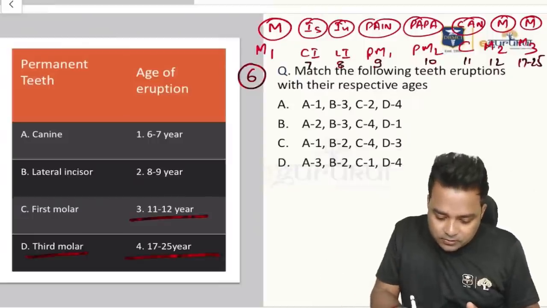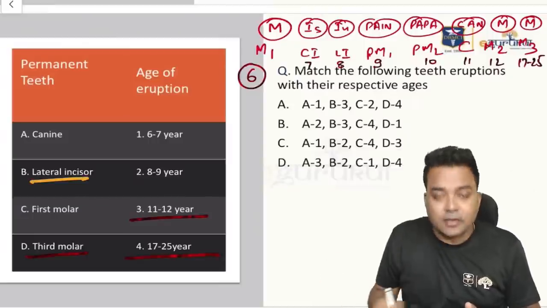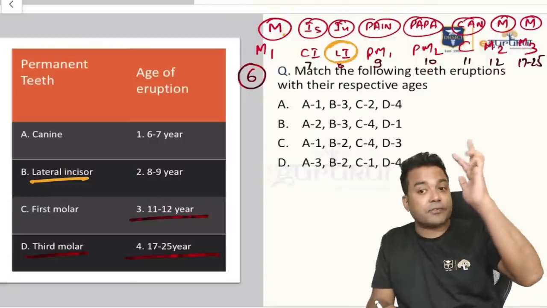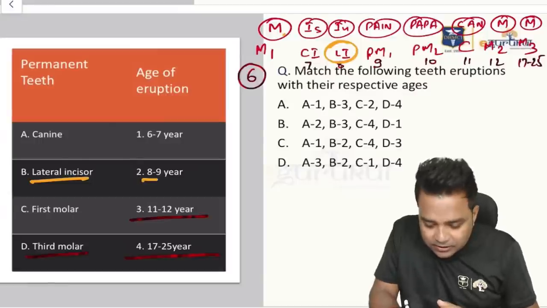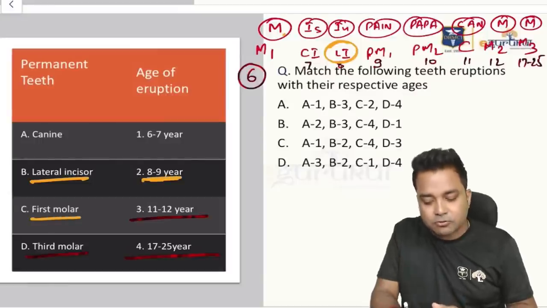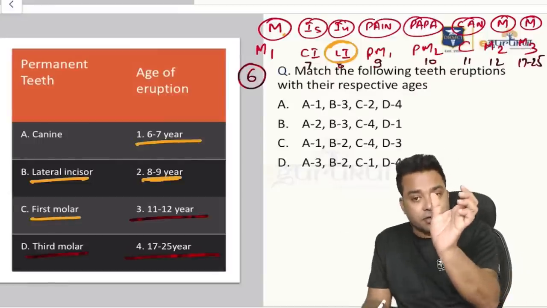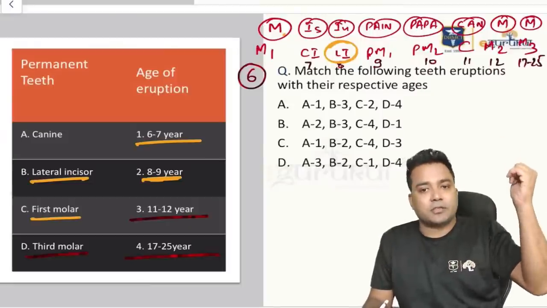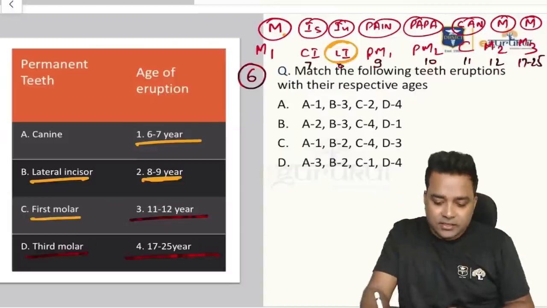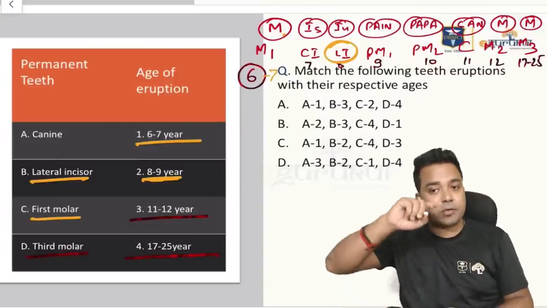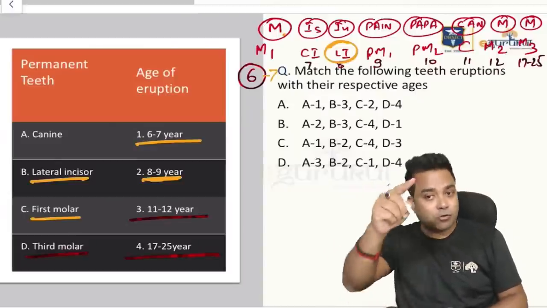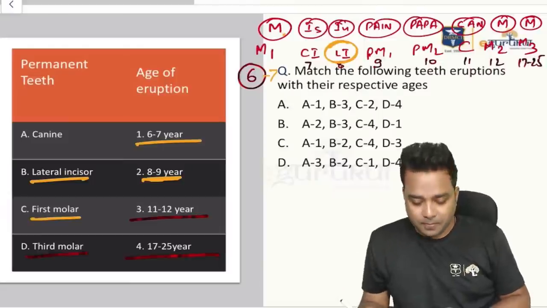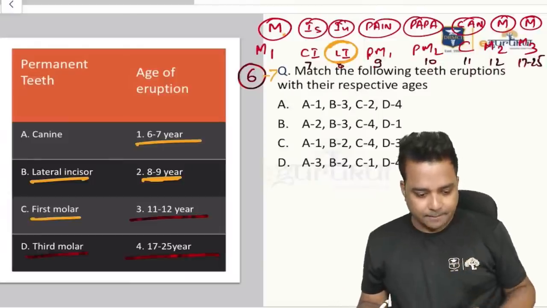Then, lateral incisor. Where will lateral incisor come? Mummy is in. Lateral incisor 8 years. So this one goes for lateral incisor. And first molar 6 to 7 years. This is a way to solve the question. It is not absolute that molar 1 will erupt at the age of 6 years. All this is in a range. This 6 is actually 6 to 7. But if I am able to recall this mnemonic, I am solving such questions. They will become simple questions for me. Okay?